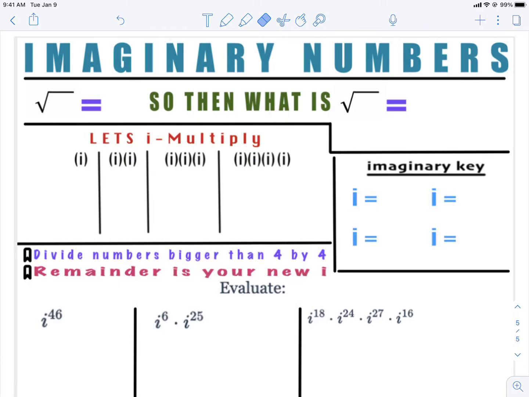All right, here we go. Make sure you have paper and pencil out to take some notes. So this lesson is called Imaginary Numbers, right?